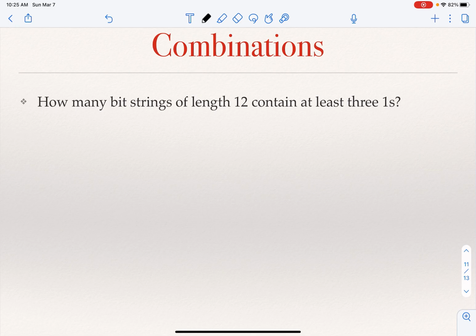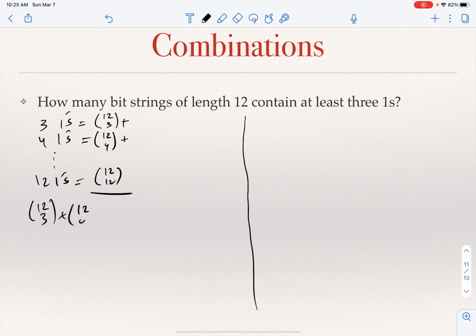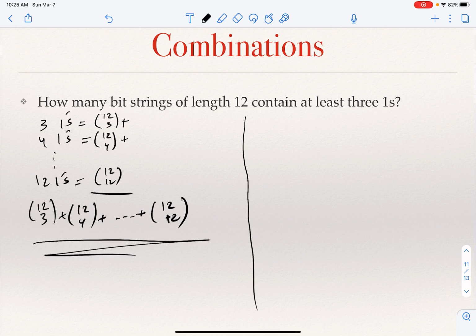How many bit strings of length 12 contain at least 3 ones? At least 3 ones. So one way to do this is by saying at least 3 ones means that it has 3 ones or 4 ones all the way to 12 ones, right? So how many have exactly 3 ones? It's 12 choose 3, or 12 choose 4, all the way to 12 choose 12. And we can take the sum of these. So this will be the number here, 12 choose 3 plus 12 choose 4, all the way to 12 choose 12. This is one way to solve the problem, and this is correct.